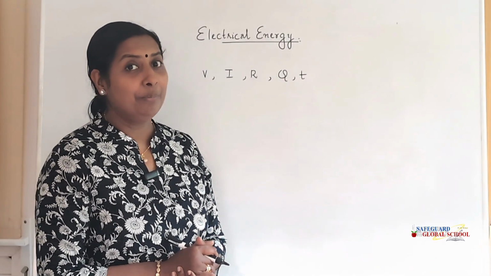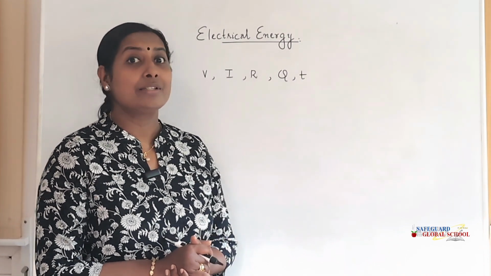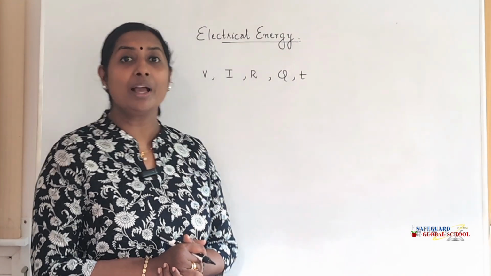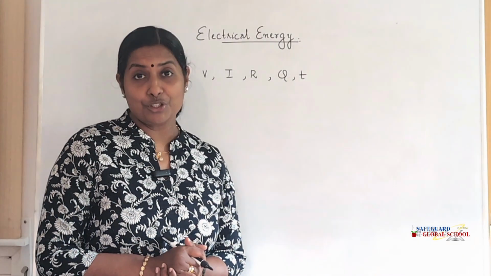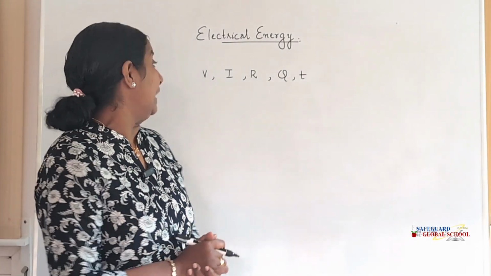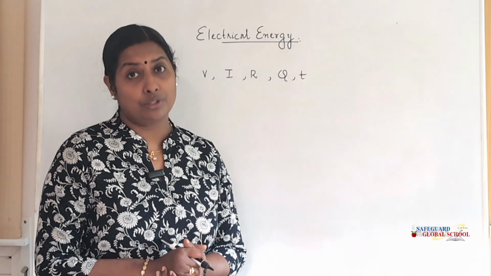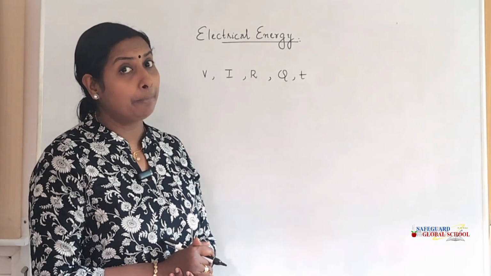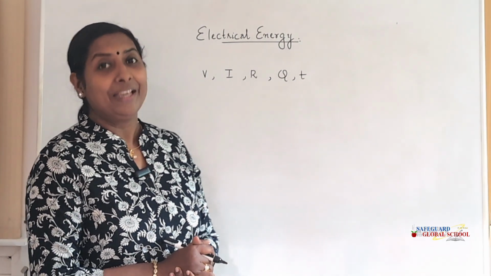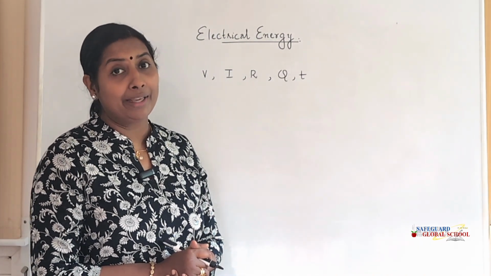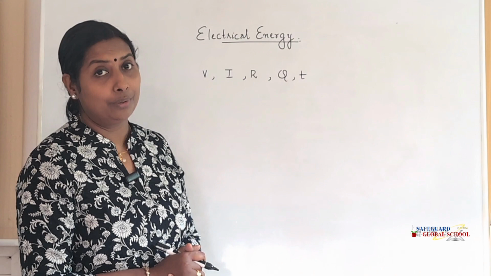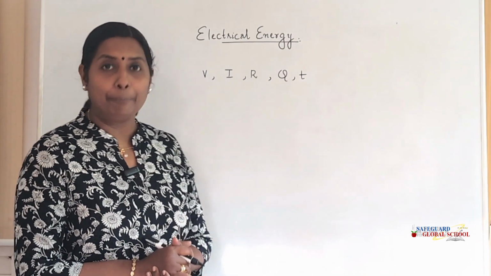You have seen what Joule derived as H is equal to I squared RT. So now let us go to the theoretical derivation of the energy expended in a circuit. So what do you mean by electrical energy? Electrical energy is the energy expended by the current in a circuit. So let us take an example.